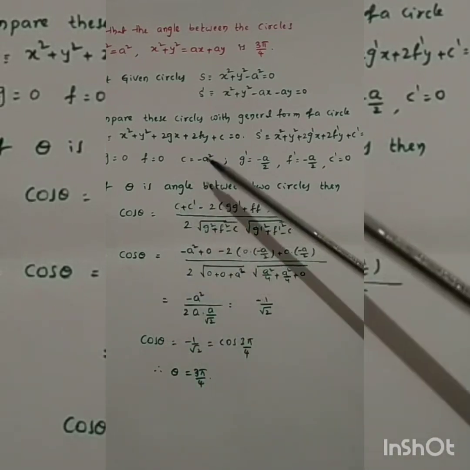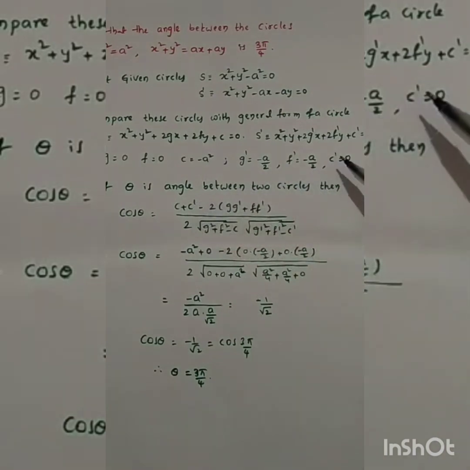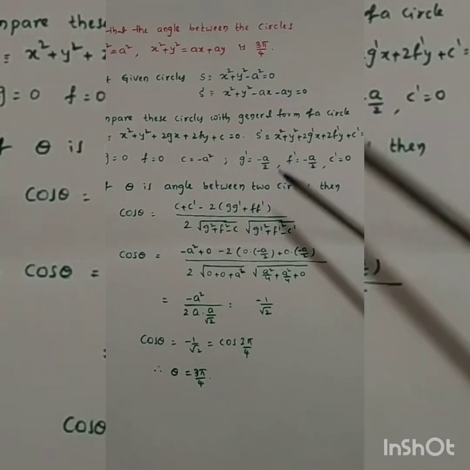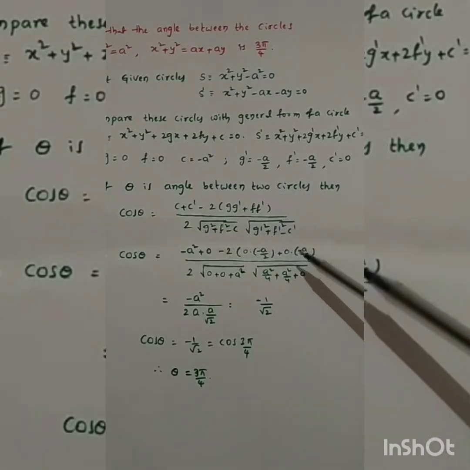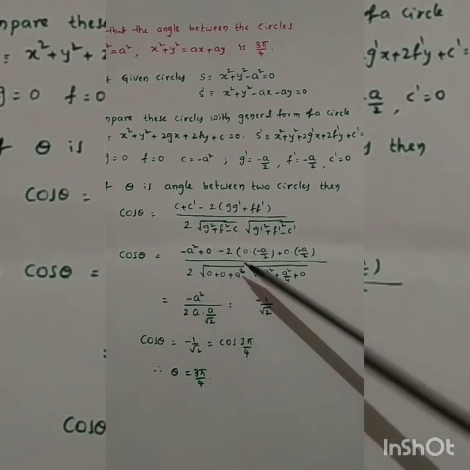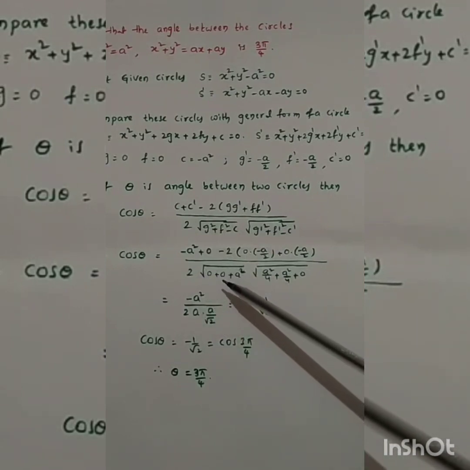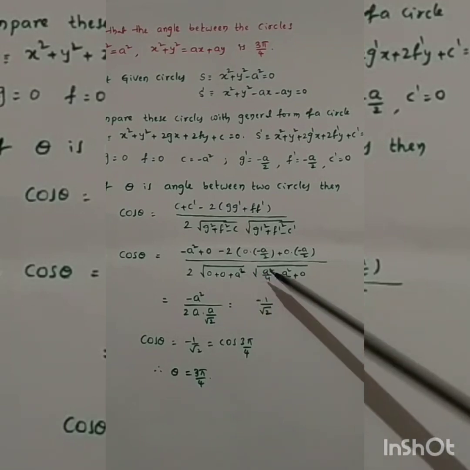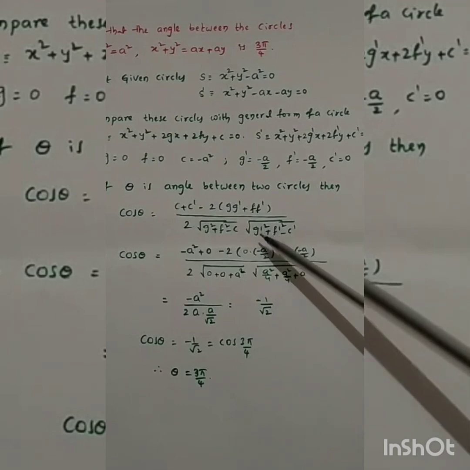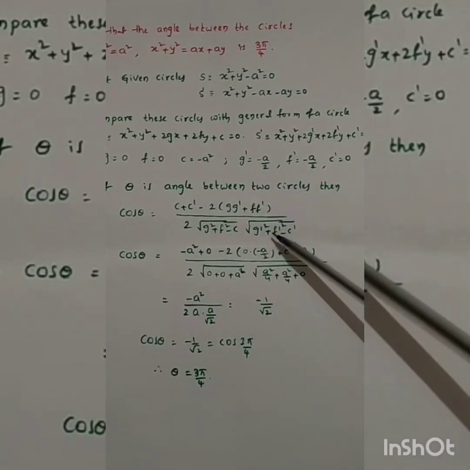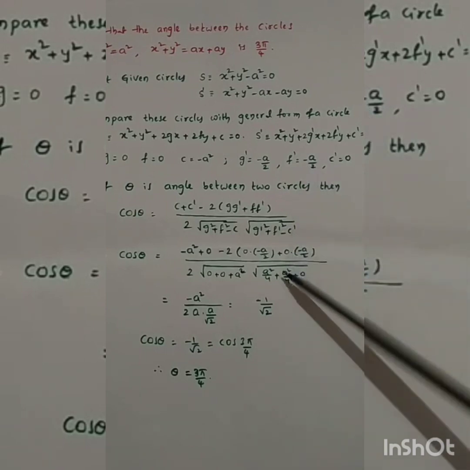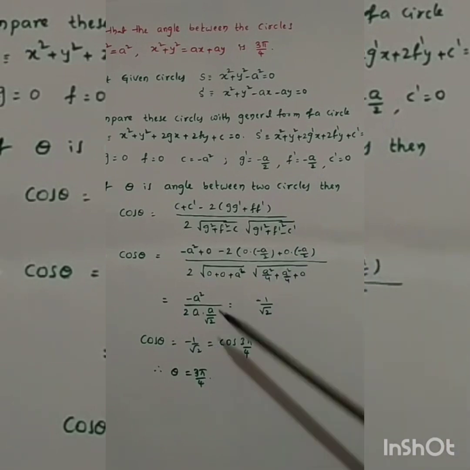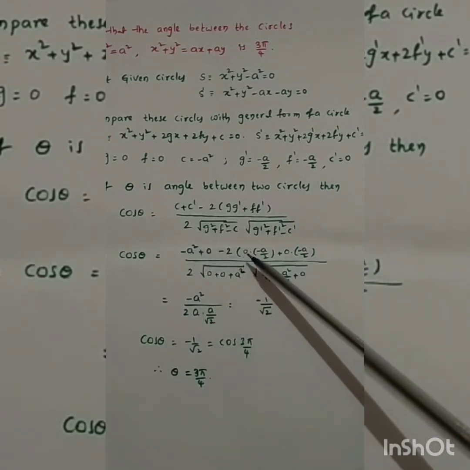See, c value is minus a², plus c' is equal to 0, and minus 2 of (g is 0 into g' minus a by 2, plus f is equal to 0, f' is equal to minus a by 2), by 2 into the square root of (g² is 0², f² is 0², minus c, minus of minus a², means plus a²), and the square root of (g'² is minus a by 2 whole squared, and f'² means minus a by 2 whole squared, again it is a²/4, minus c' means there is no c term, it is 0), therefore a²/4 plus a²/4.